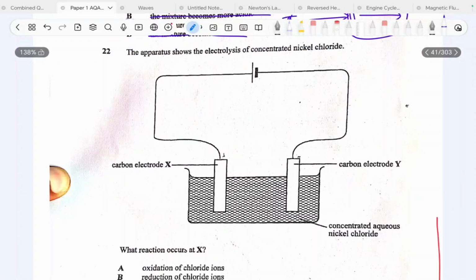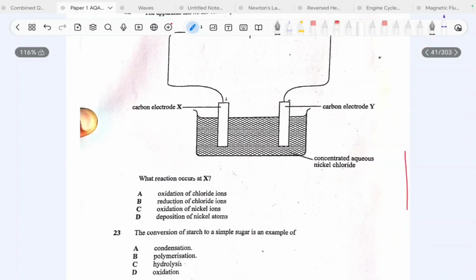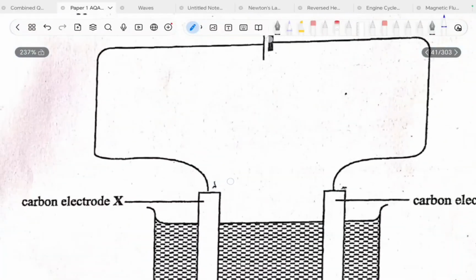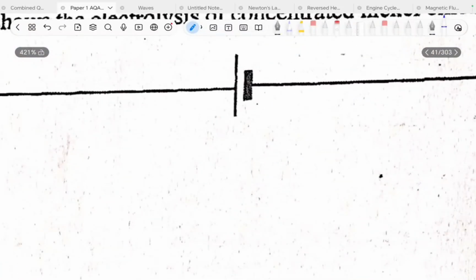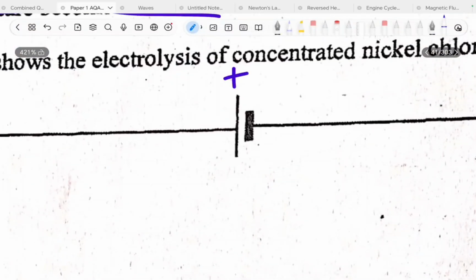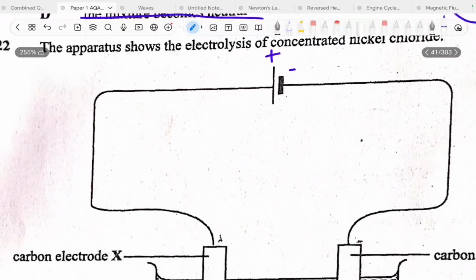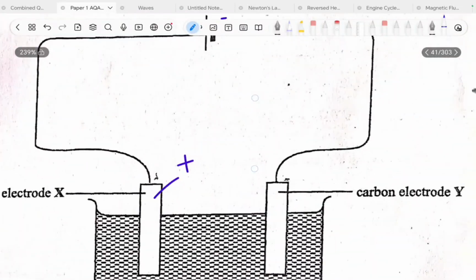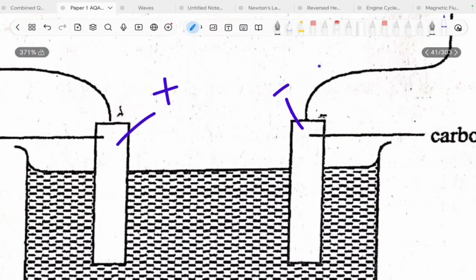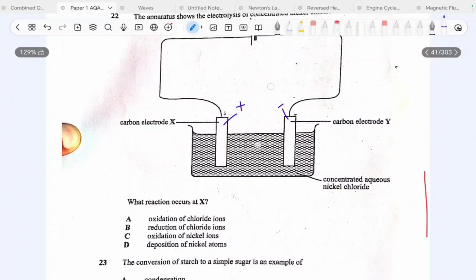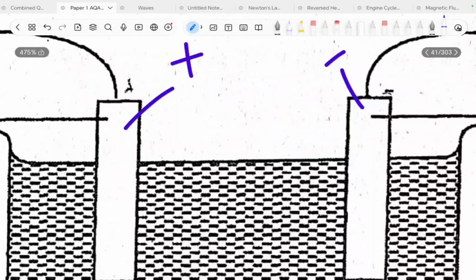The apparatus shows the electrolysis of concentrated nickel chloride. What's the reaction that occurs at X? Okay, so first look at this. The positive end of the cell is always the positive, and the negative, the smaller one, is always the negative. So if this is positive, this one is also positive, and this one is also negative. So we're being asked what happens at X. If this is positive, that means electrons come here. Then if this is negative, that means electrons come out this side.